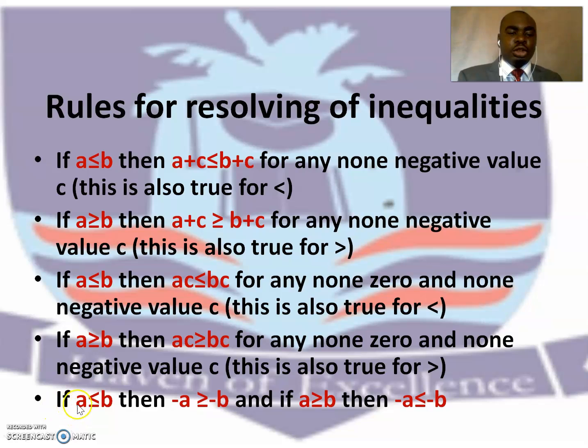However, the last rule tells us what happens if we are dealing with a negative number. When we divide by a negative number, the sign gets inverted. Because we all know that 1 is less than 2. However, minus 1 is greater than minus 2. So if you divide or multiply an inequality by a negative number, then you'll have to invert the sign.